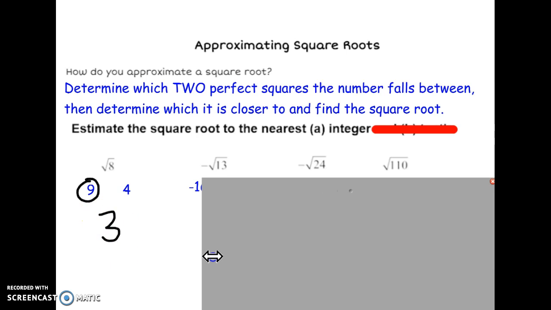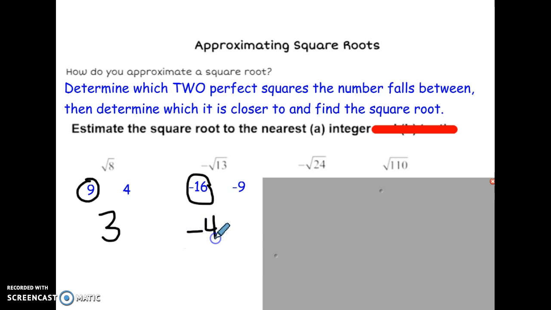Okay? So then I go to the next one, and I say the negative square root of 13. Well, my perfect squares that it falls between are 16 and 9. They are both negative. Is that 13 going to be closer to my 16, or is it going to be closer to my 9? Well, it's going to be closer to 16 because it's only 3 away, where with 9, it's actually 4 away. So the square root of 16 is going to give me a negative 4.